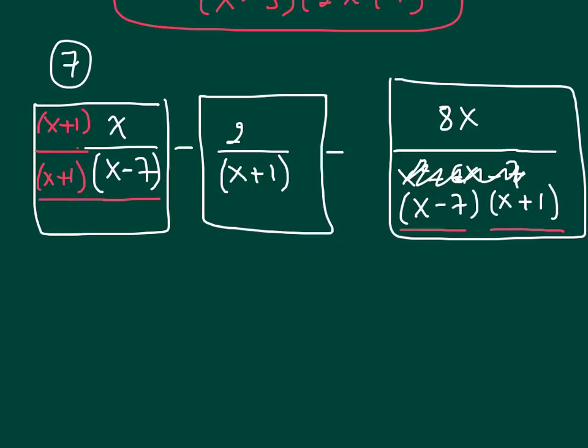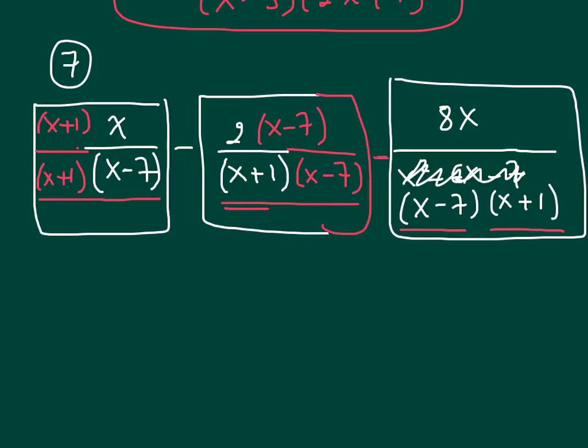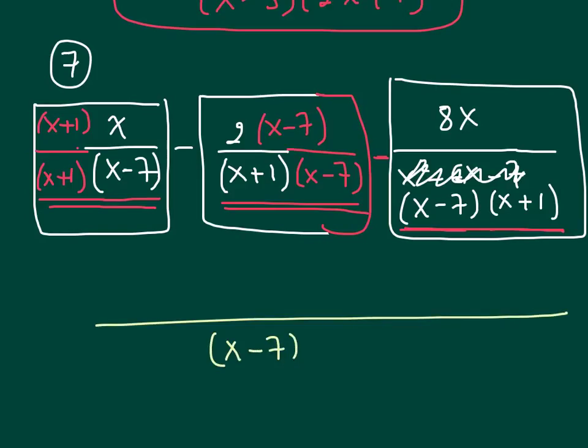This one here, I am going to multiply top and bottom by x minus 7. If you multiply here by x minus 7 and here x minus 7, that will give us the same common denominator. As you can see, all these 3 ratios have the same exact denominator. I want you to take that denominator, which is x minus 7, x plus 1, and copy all 3 numerators on the top. The first numerator, by distributing x, will give us x squared plus x.